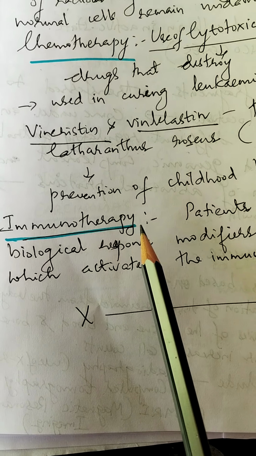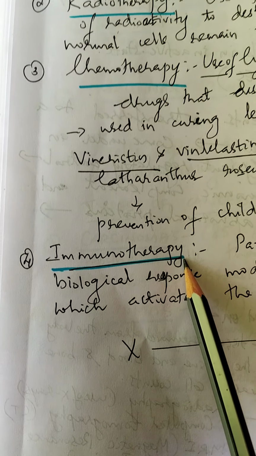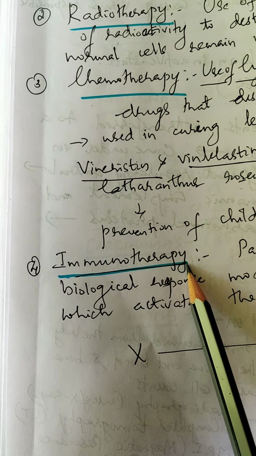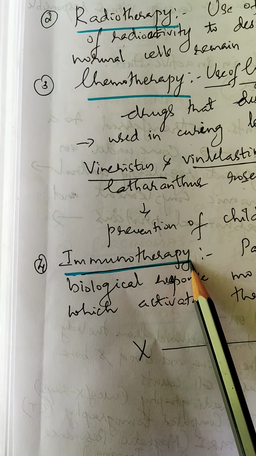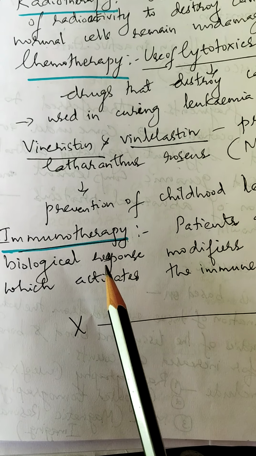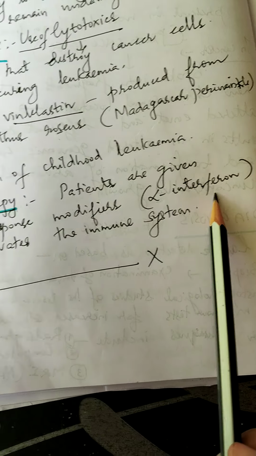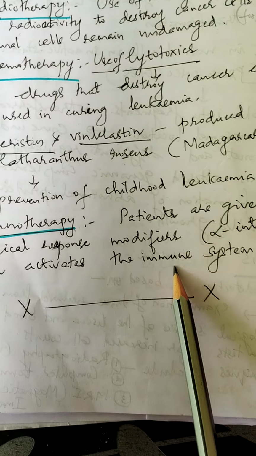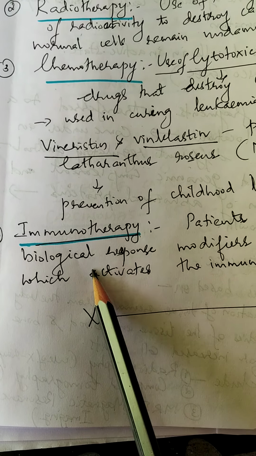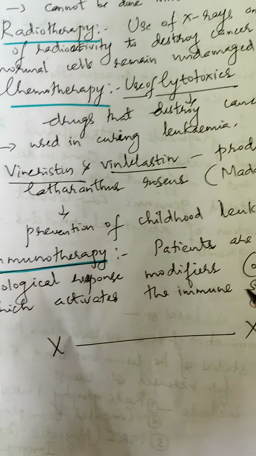Last one, immunotherapy. We know that cancer patients normally have low levels of immunity. So the immune system is affected mainly, and the patients are given biological response modifiers or alpha interferons which activate their immune system. So the patients having cancer are given alpha interferons in order to activate their immune system.